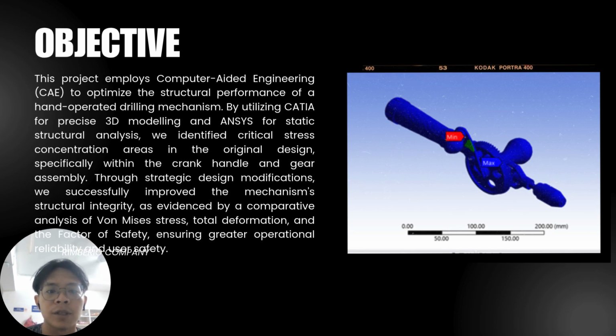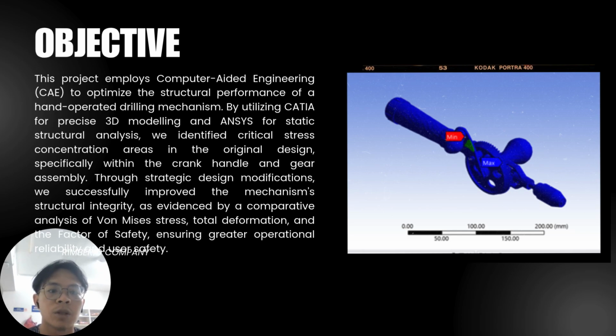hand drill. First, we developed a three-dimensional assembly using CATIA V5. The model was imported into ANSYS Workbench for structural analysis. This analysis will focus on three main indicators, which are equivalent von Mises stress, total deformation, and factor of safety.